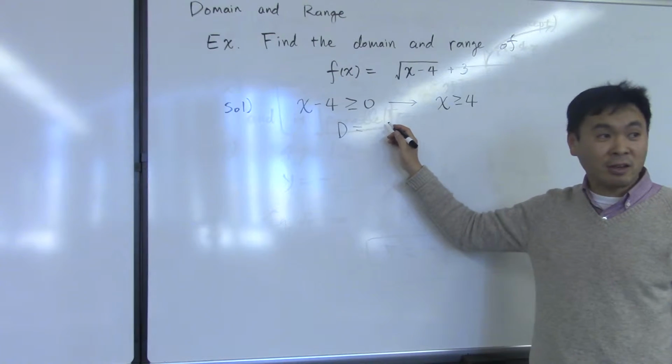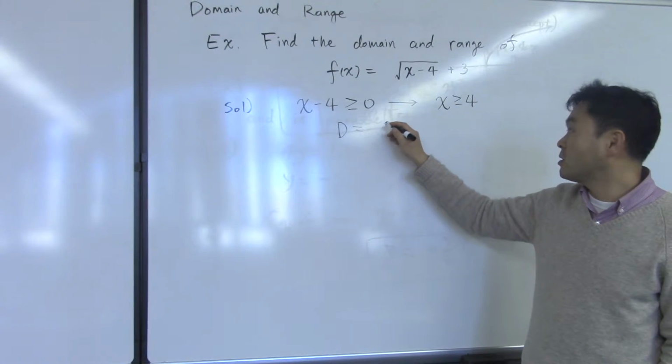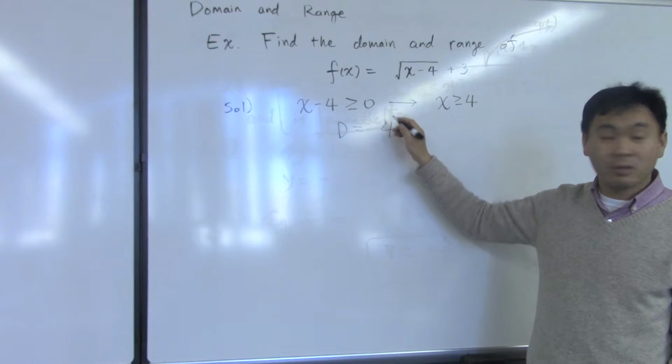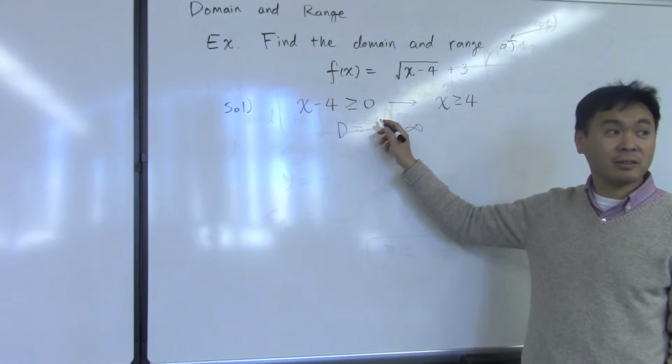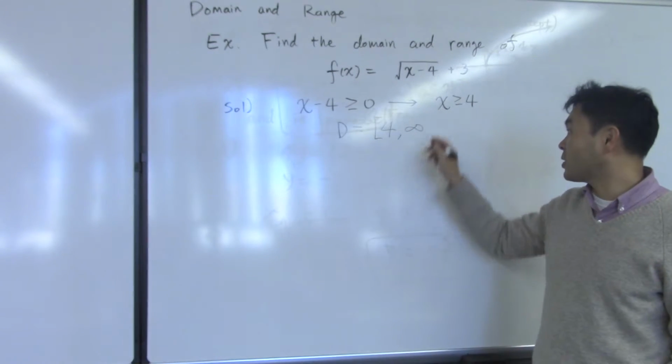How do you write that down in terms of interval notation? 4, comma, infinity, and what kind of bracket? Inclusive. Square.